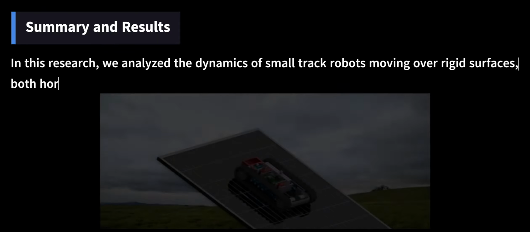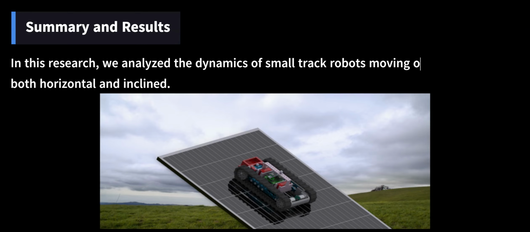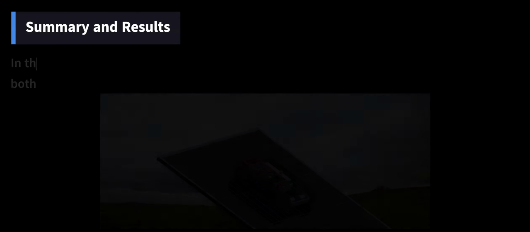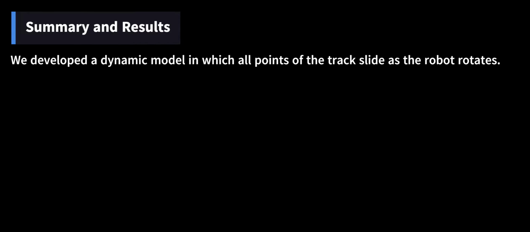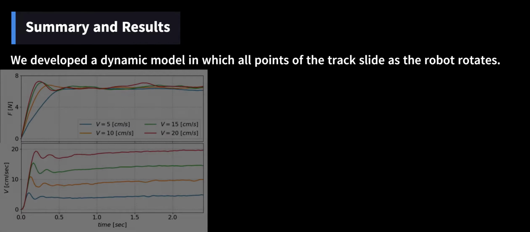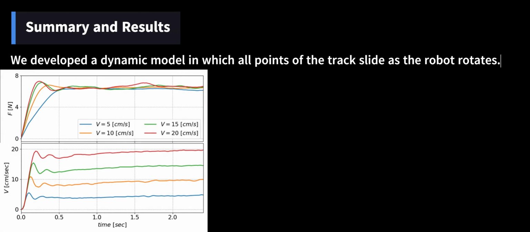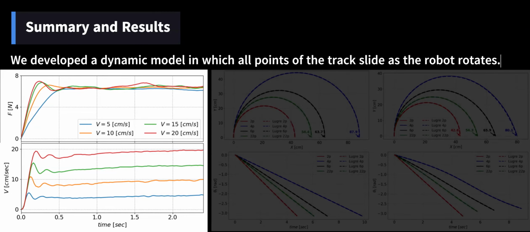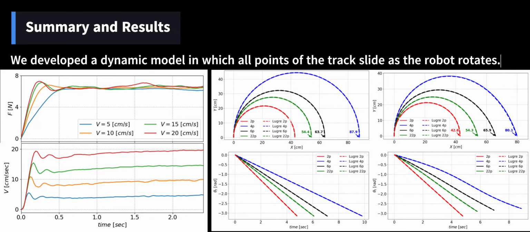In this research, we analyzed the dynamics of small track robots moving over rigid surfaces, both horizontal and inclined. We developed a dynamic model in which all points of the track slide as the robot rotates. The results show that along the velocity range, the friction force is almost independent of the sliding speed. As a result, the simulation produced almost identical results for Coulomb's friction law and the LuGre friction model.